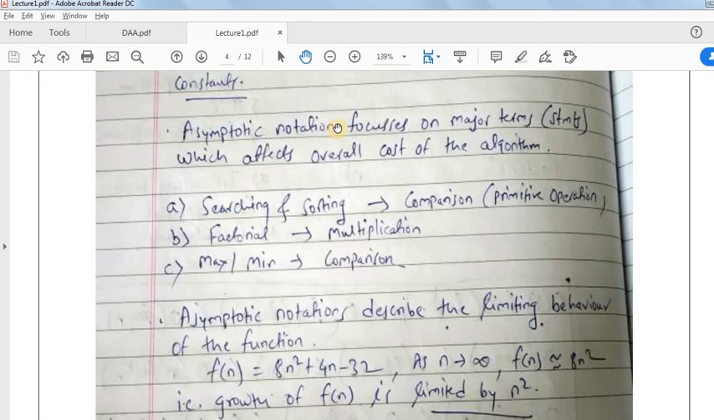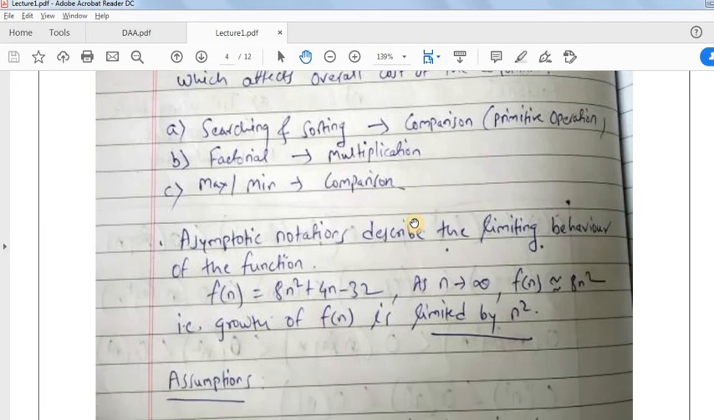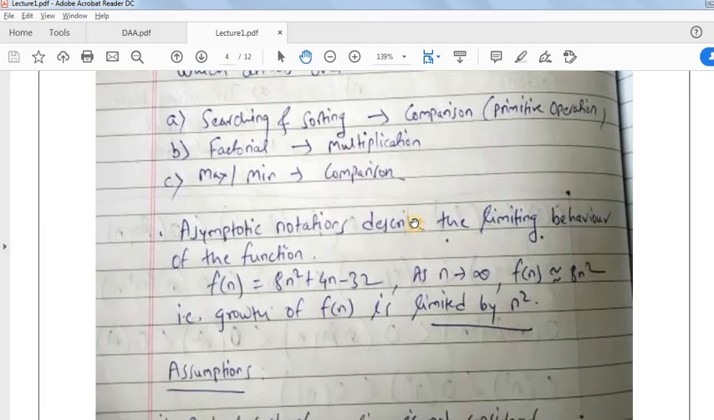While introducing asymptotic notation, we must focus on major terms or statements that are affecting the overall cost of any algorithm. Generally, asymptotic notations describe the limiting behavior of any function. Let's say f of n is equal to 8n square plus 4n minus 32. What shall be the maximum time required for execution of this function?